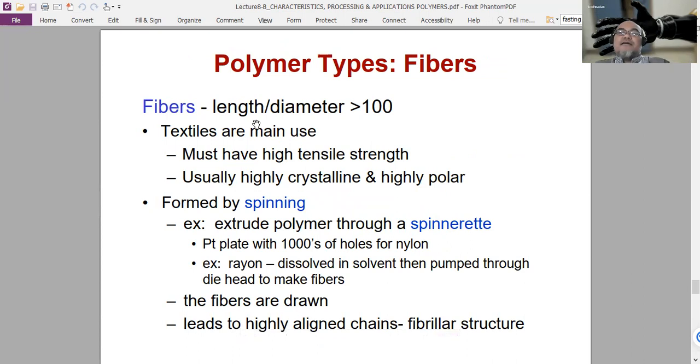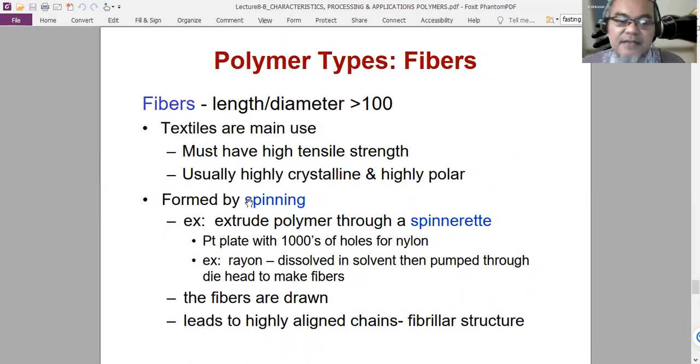And when the ratio of length to diameter is above 100, it means it's going to be considerably very long compared to its diameter. We call the polymer a fiber. Usually in textile, the polymers are in the shape of fibers, because they must have high tensile strength and usually high crystallinity as well as being highly polar.